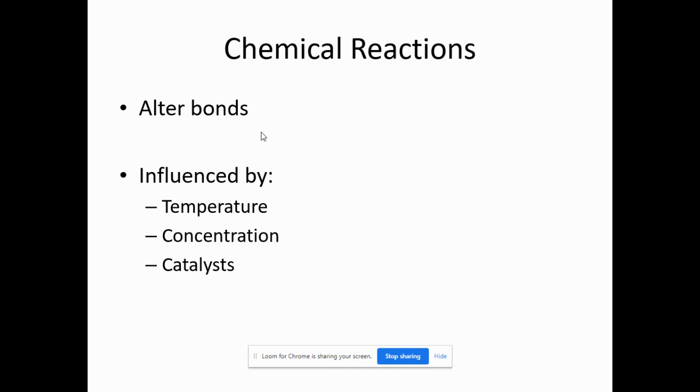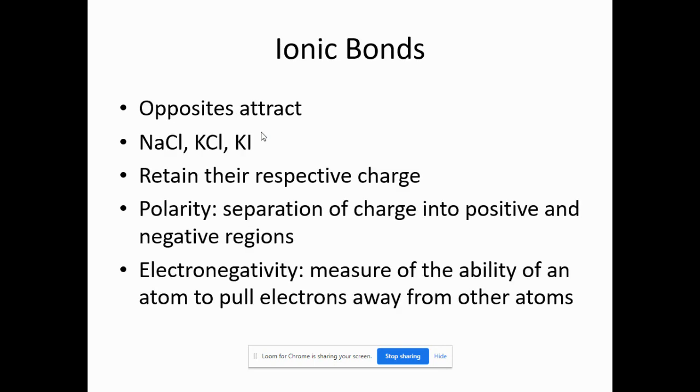So chemical reactions can alter the bond. All right, so you have chemical reactions that can bring atoms or molecules together to form bonds, and then you can have chemical reactions that can break molecules or break compounds apart. All right, and so these chemical reactions are influenced by different factors such as temperature, concentration, and catalyst. And we'll talk about this later on in the semester, but go ahead and mention it now.